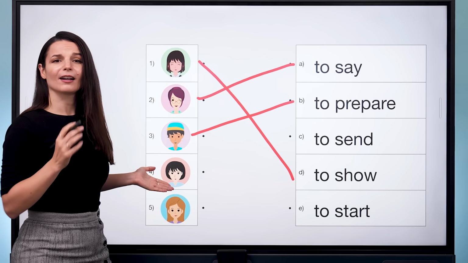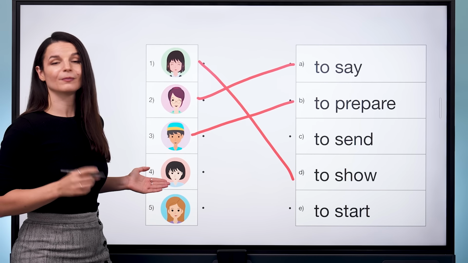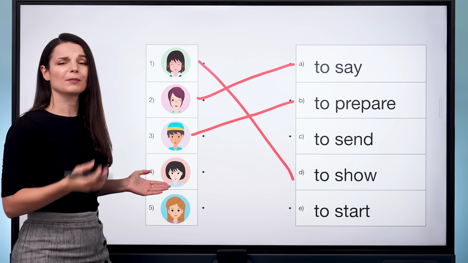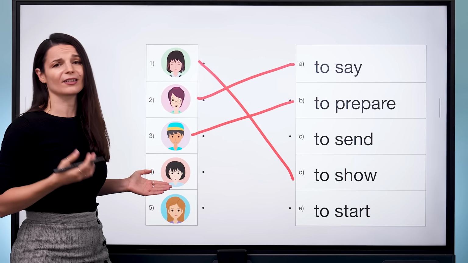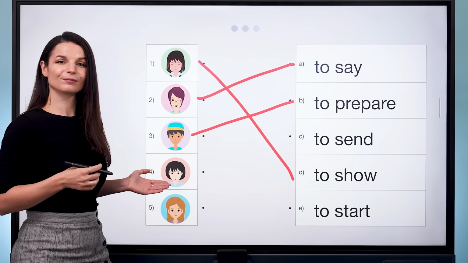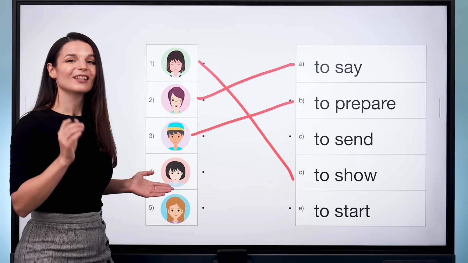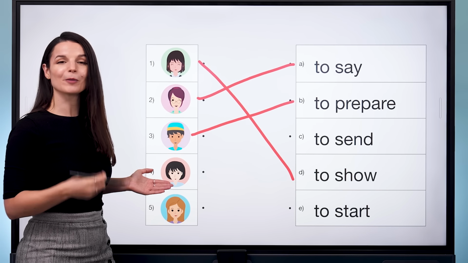Next, I missed the deadline. I wish I had started earlier. One more time. I missed the deadline. I wish I had started earlier. Did you hear started? Started is the past perfect form of start.